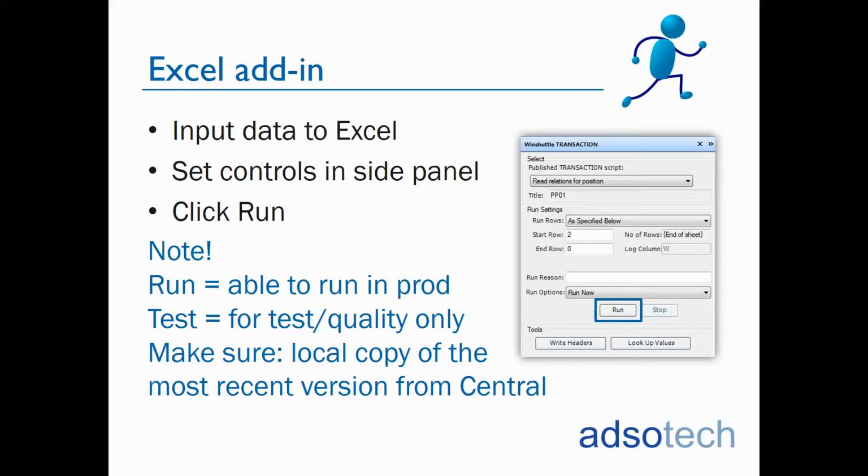After clicking Run, you are asked for your SAP credentials and the SAP system as well. Sometimes, however, the button will say Test, and then you are able to run the script against a testing or a quality SAP system only, not production SAP. If you should be running to production, make sure that the template you have is a local copy on your computer of the most recent version from Central.